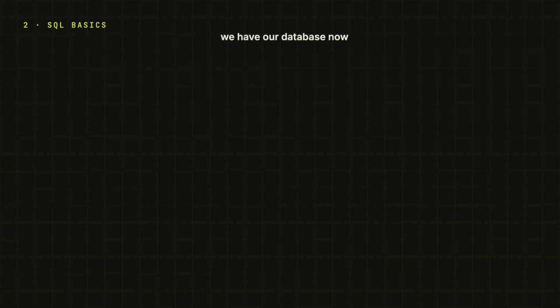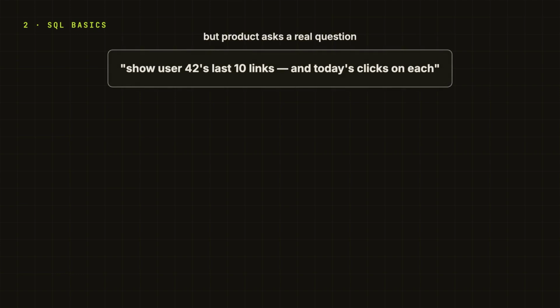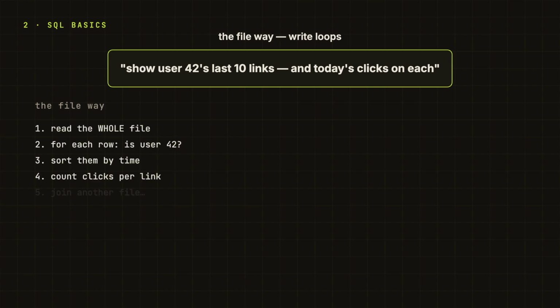So we have our URL shortener database now. Nice. But immediately product asks a few normal things. Show me this user's last 10 links. How many clicks each link got today? If our data is in a file, we start writing loops, right? Read everything, filter by user, sort by time, count clicks, maybe join with another file, all that. It becomes messy very fast.